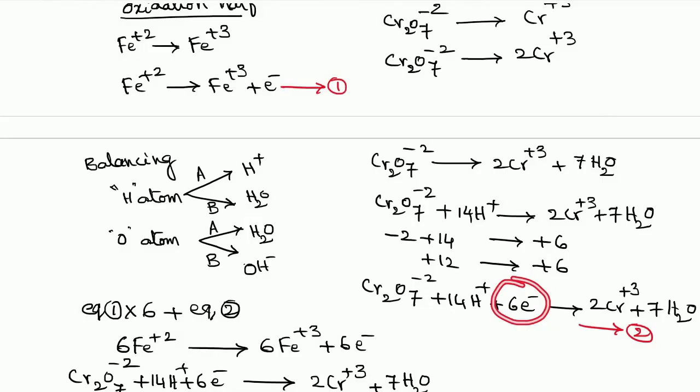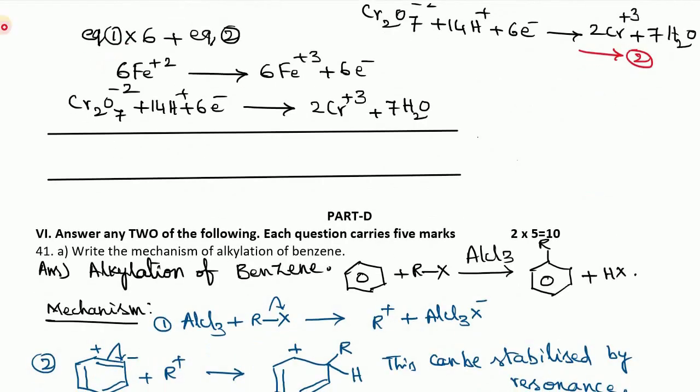Now how many electrons are here? 1 electron. How many electrons are here? 6. That's why equation 1 is multiplied by 6 and equation 2 stays as it is. So 6 Fe2+ gives 6 Fe3+ plus 6 electrons. Then the 6 electrons will get cancelled.